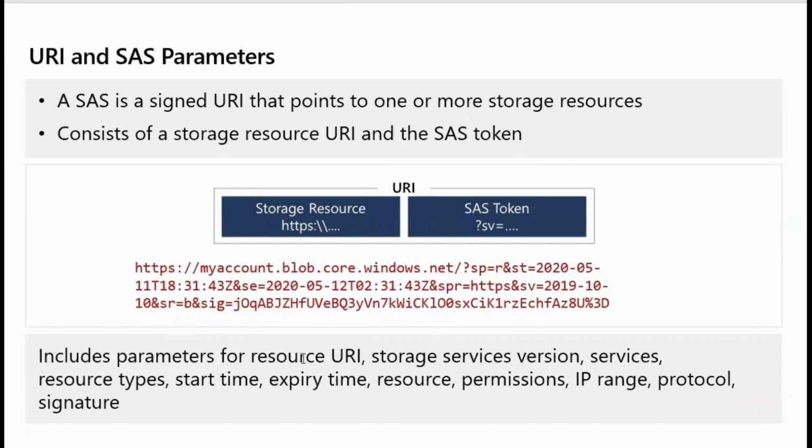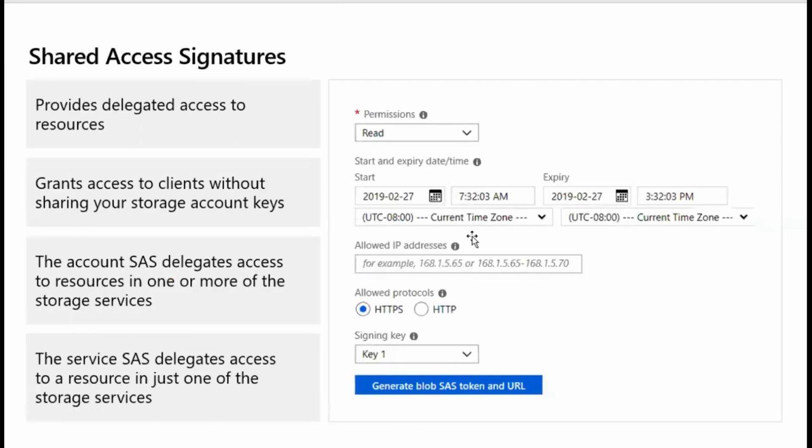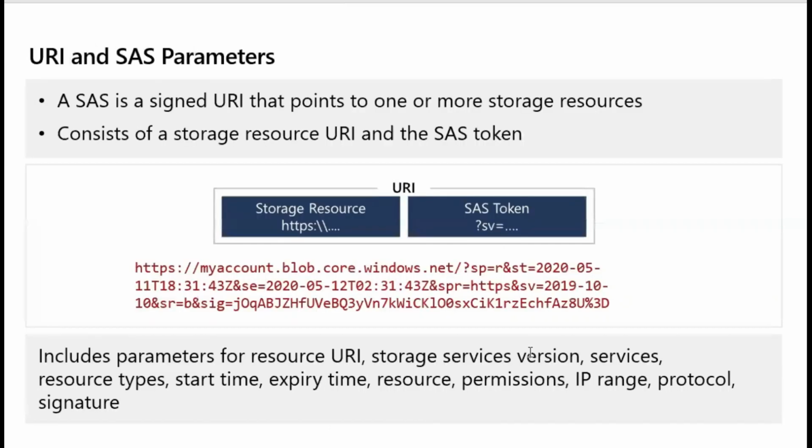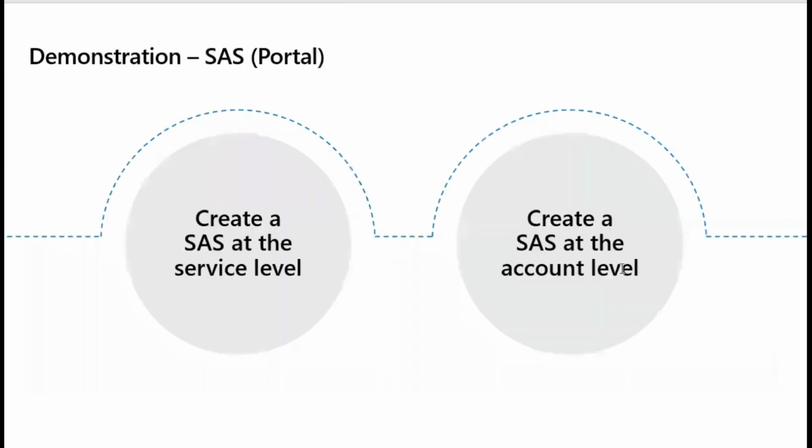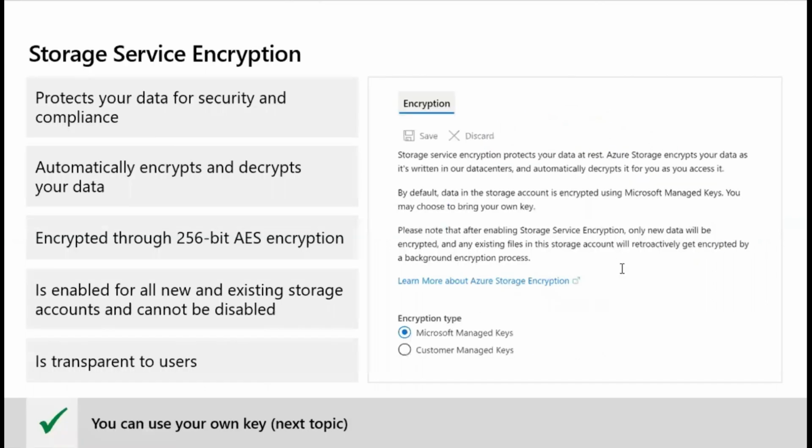It includes parameters for resource URI, storage service options, services, resource types, start time, expiry time, resource permissions, IP range, protocol, signature, everything. So whatever you select in here, all these things will appear in the URI. So later on, how to create this SAS. Account types.